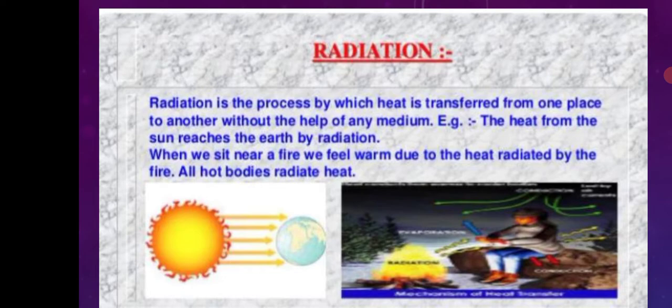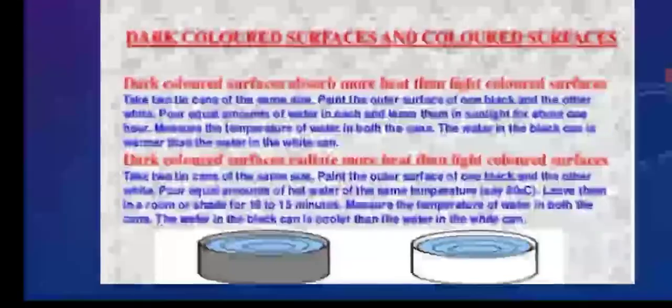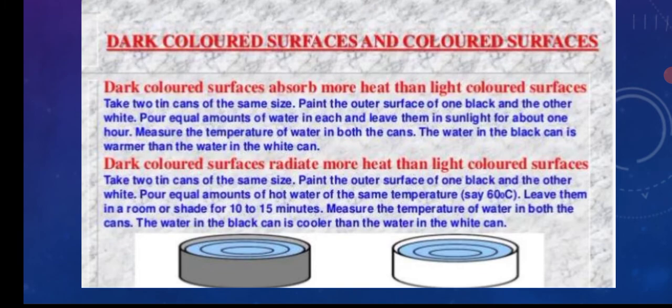White and light colored clothes are more comfortable in summer because they reflect most of the sun's heat that falls on them. Black and dark colored clothes are more suitable in winter because they absorb most of the sun's radiated energy. The base of cooking vessels is painted black so as to absorb most of the heat energy provided and cook the food in less time.